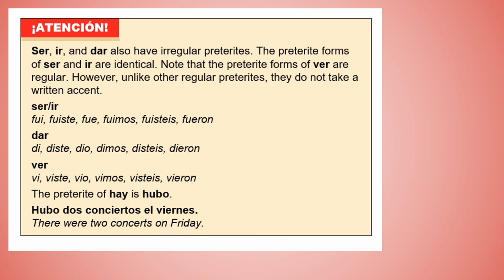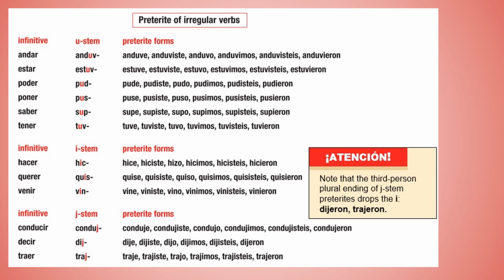So warning, ser, ir, and dar also have irregular preterites. And ser and ir are identical. The only difference between these is that they don't take a written accent mark on them. And here is just another list of some of the preterite irregular verbs.